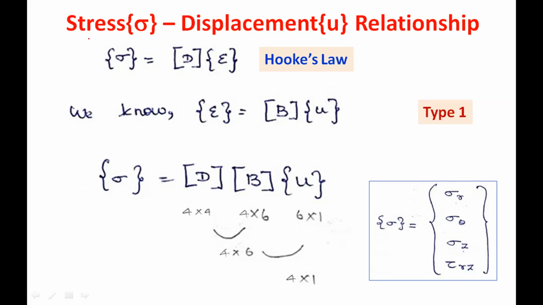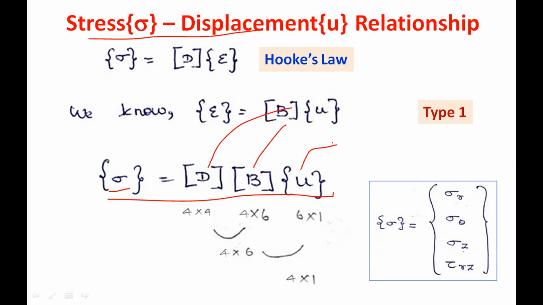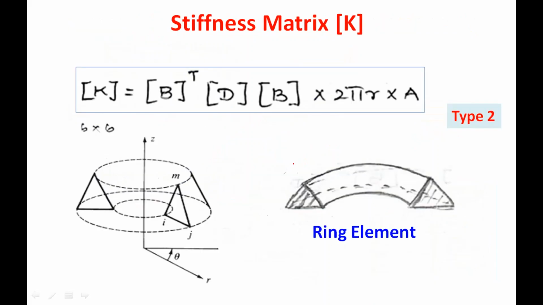The first type of problem is using the stress displacement relationship. This is the stress displacement relationship which comes under the type 1 problem. The stress matrix is equal to the product of the D matrix and the B matrix, and this product should be multiplied with the displacement matrix U. This type 1 problem can be solved easily without using a calculator.